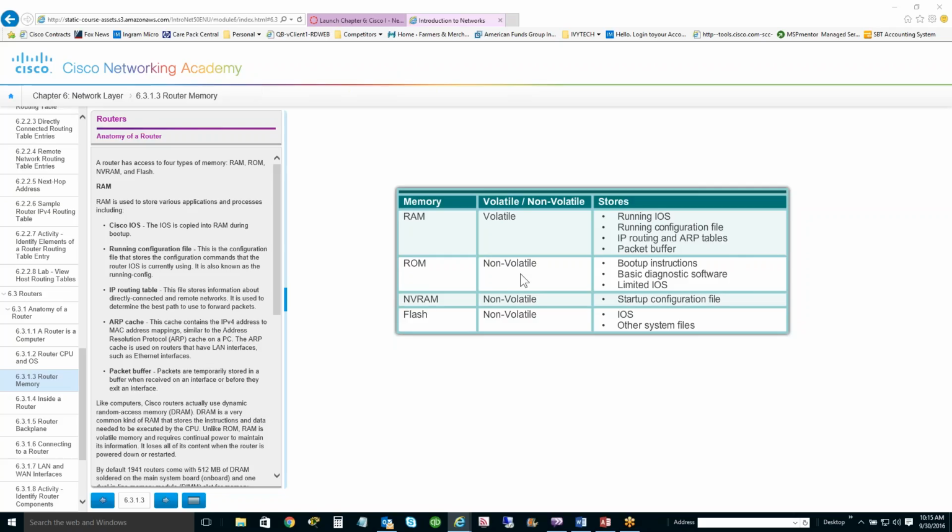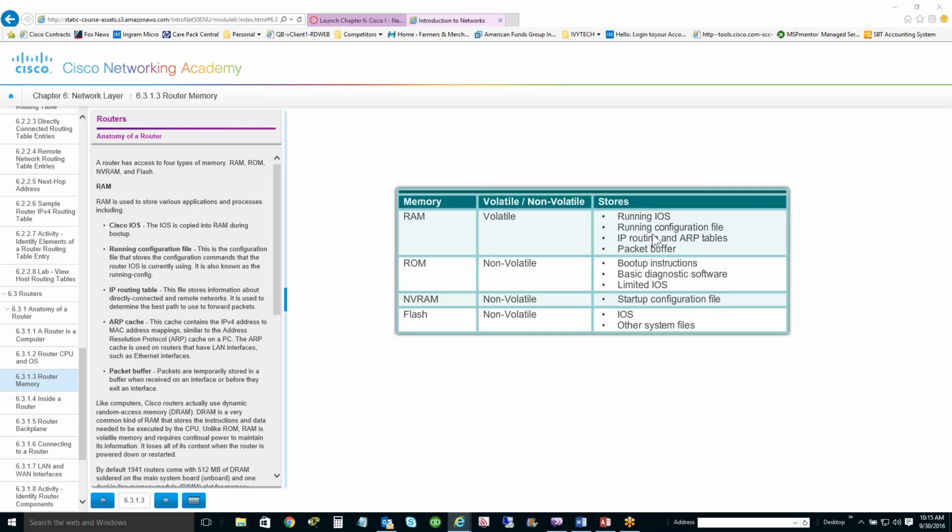Non-volatile is the ROM chip that's on the router itself. It's got boot up instructions, basic diagnostic software, and a very limited IOS. NVRAM, which is non-volatile RAM, which means it doesn't get destroyed, has your startup configuration file. So when you kill RAM by power cycling the device, when it boots back up, it copies your startup configuration file into RAM.